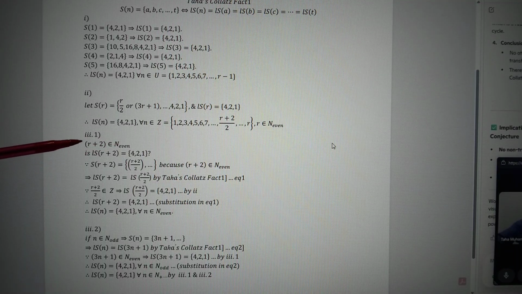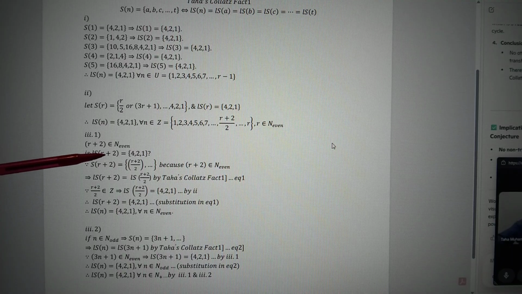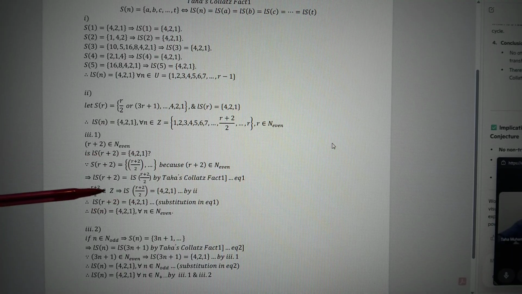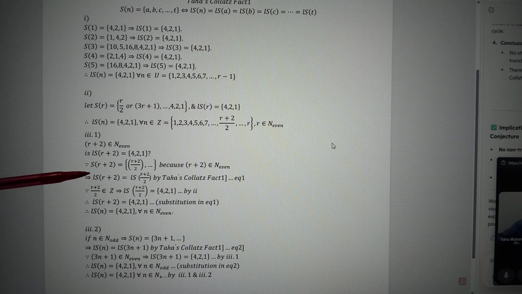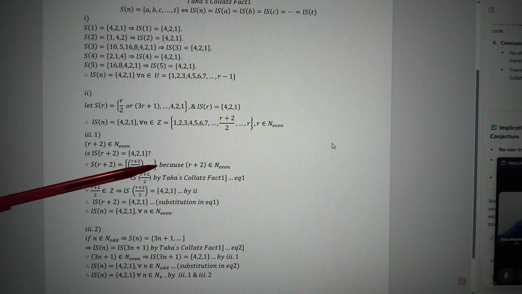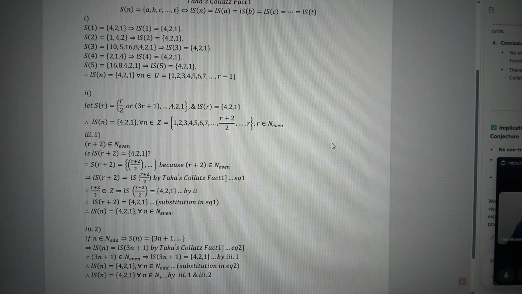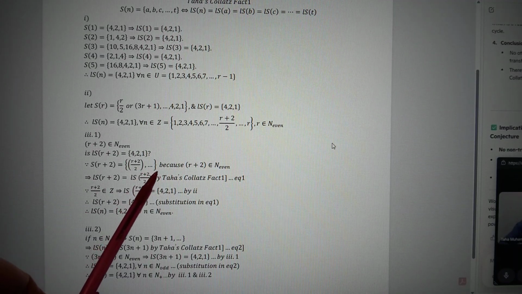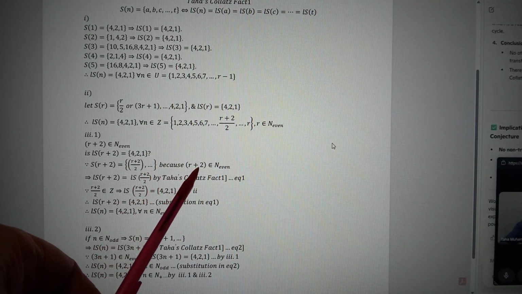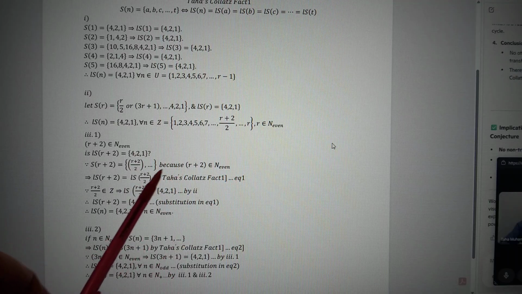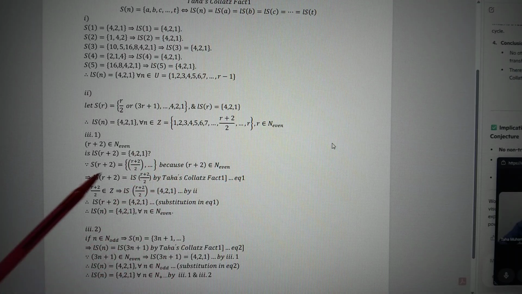Is the loop for that also the same? See, I'm asking, is the loop of R plus 2 equal to 4 to 1? I take the number, use the sequence rule. This is even, divide by 2, you get that. And continue, you don't know what will happen. Just put that and stop. Because R plus 2 is even, that's why we divided by 2.